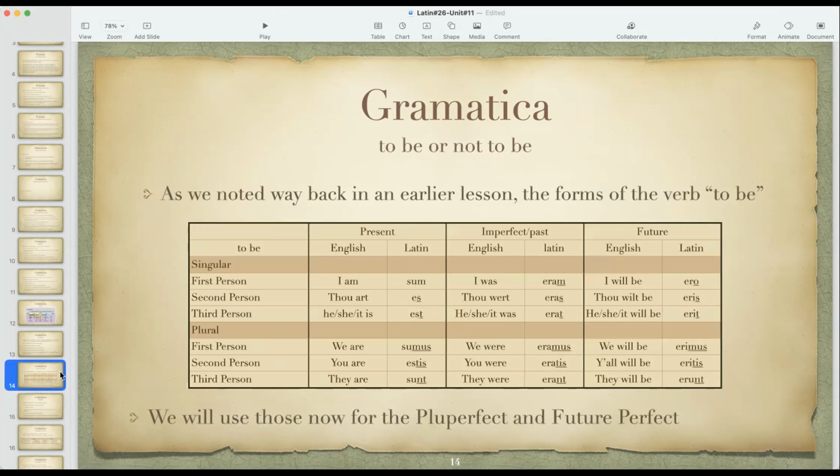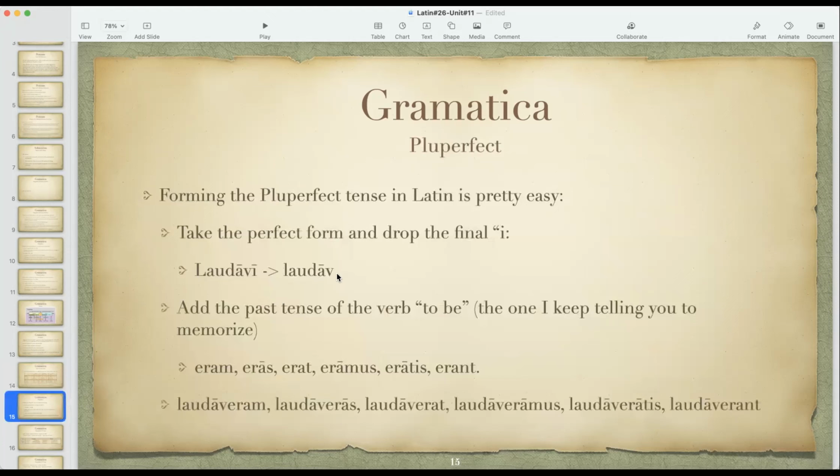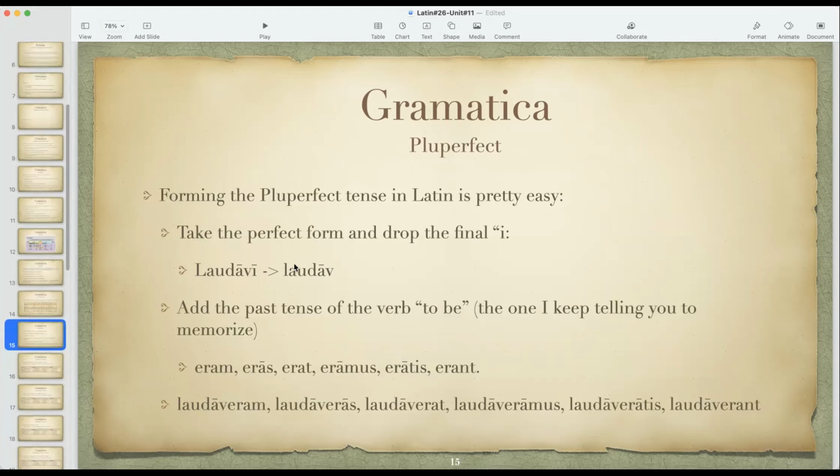So as I said, back here it was eram, eras, erat, eramus, eratus, erant. So you're going to say laudav eram, laudav eras, laudav erat, laudav eramus, laudav eratus, laudav erant. So you see them right there. So that is real easy. And this is true of all 4 conjugations. So it's a really easy, comparatively easy form to remember. The trick, of course, is you have to remember what the perfect form is.